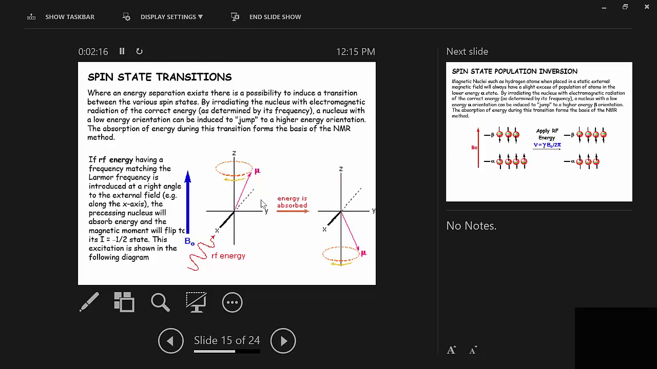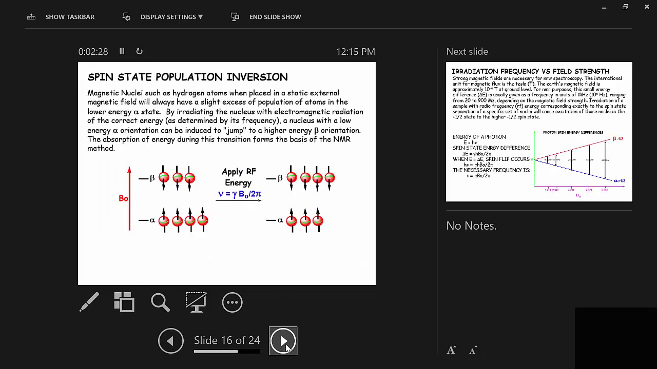And so we flip the spin. This is spin flipping here. And here, boom, to here. And the spins are precessing. This is called precession here. And so this is just showing it inverting.